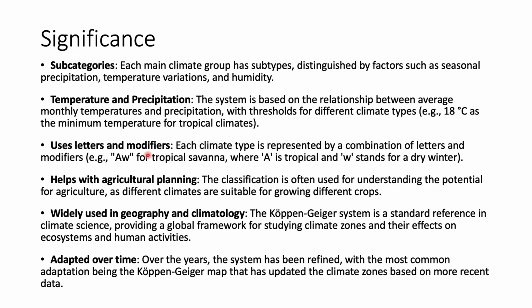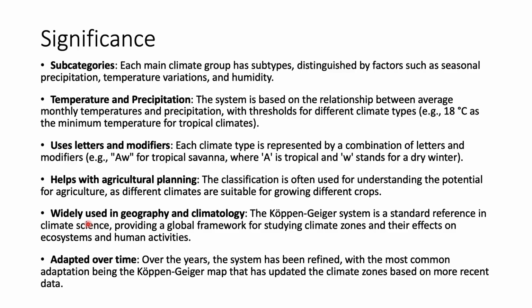Similarly, the use of letters and modifiers: each climate type is represented by a combination of letters and modifiers. Why do we have to do that? It actually helps with agricultural planning. The classification is often used for understanding the potential for agriculture, as different climates are suitable for growing different types of crops. So it will help the farmer to decide what type of plant we can plant. This is widely used in geography and climatology.